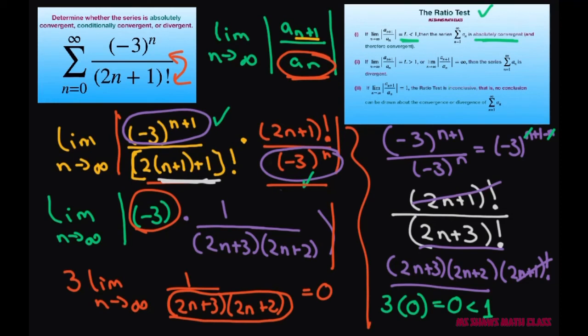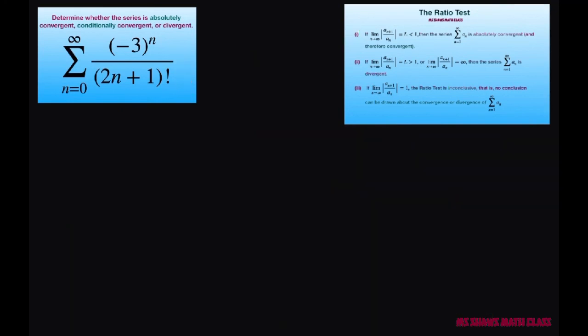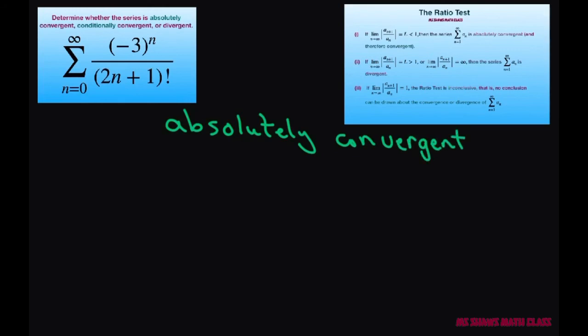So according to our ratio test, part 1, since we have this, our series is going to be absolutely convergent. And I know I squeezed that in there, but when we took the limit, we got 3 times 0 equals 0, which is less than 1. So it satisfies part 1 of our ratio test.